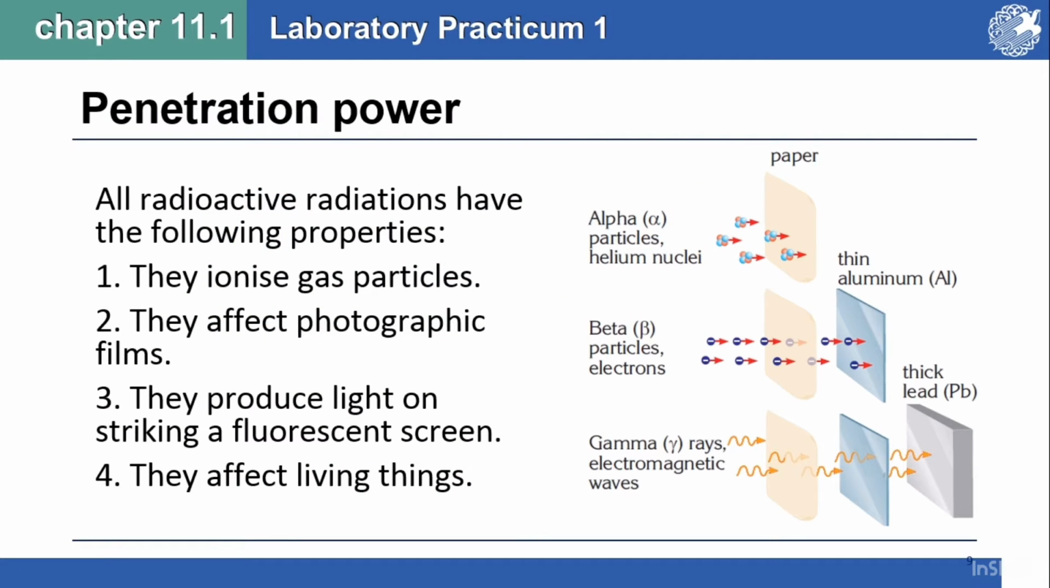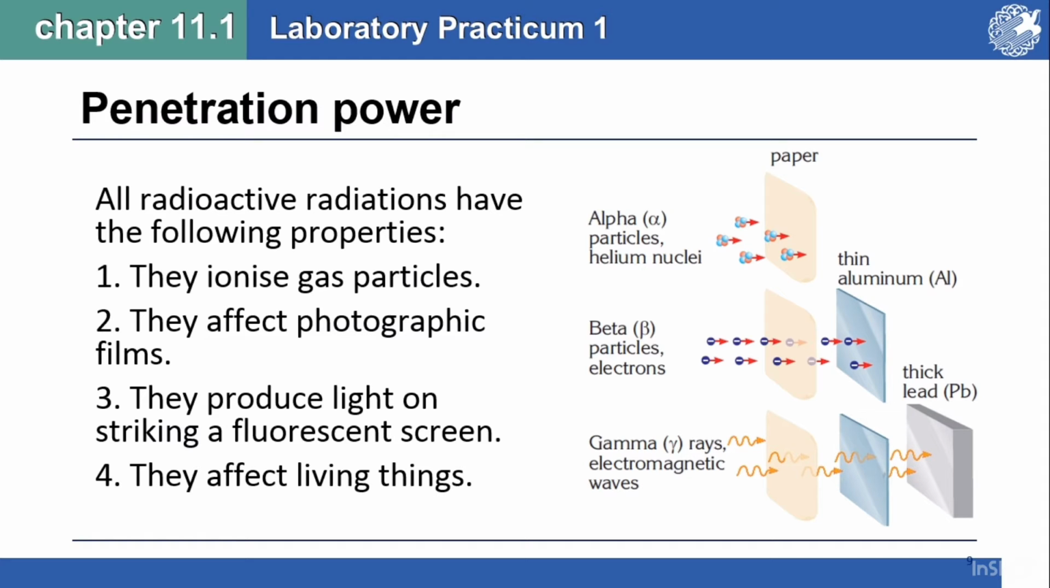All radioactive radiations have the following properties. They ionize gas particles, they affect photographic films, they produce light on striking a fluorescent screen, and they affect living things. As for the penetration power of these 3 decays, alpha cannot pass through paper. Beta can pass through paper but cannot pass through aluminum. Gamma passes through paper and aluminum, but cannot pass through thick lead.